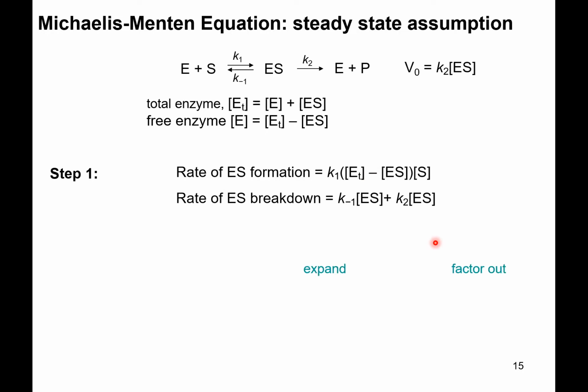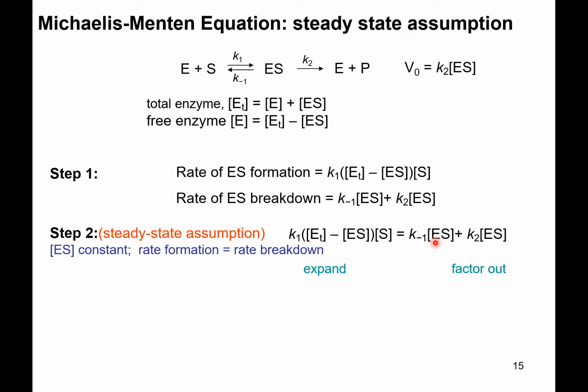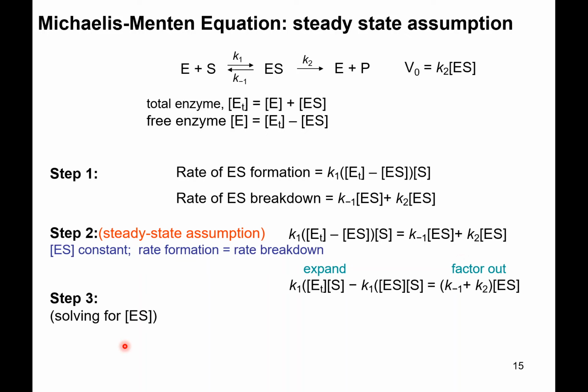Then you can expand and factor these out. So then you apply the steady state assumption, right? And the steady state assumption says the rate of the formation of this complex equals the rate of the breakdown of that complex. So you take your rate equations for the two situations, the formation and the breakdown, and you set them equal to each other. Okay, that's the steady state assumption. When we expand and factor these out, the results are shown there.